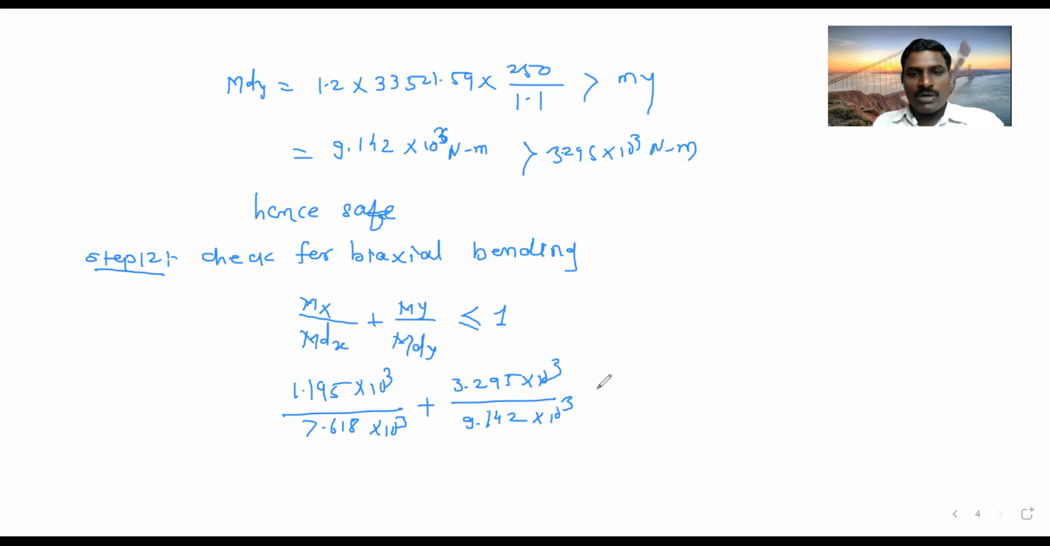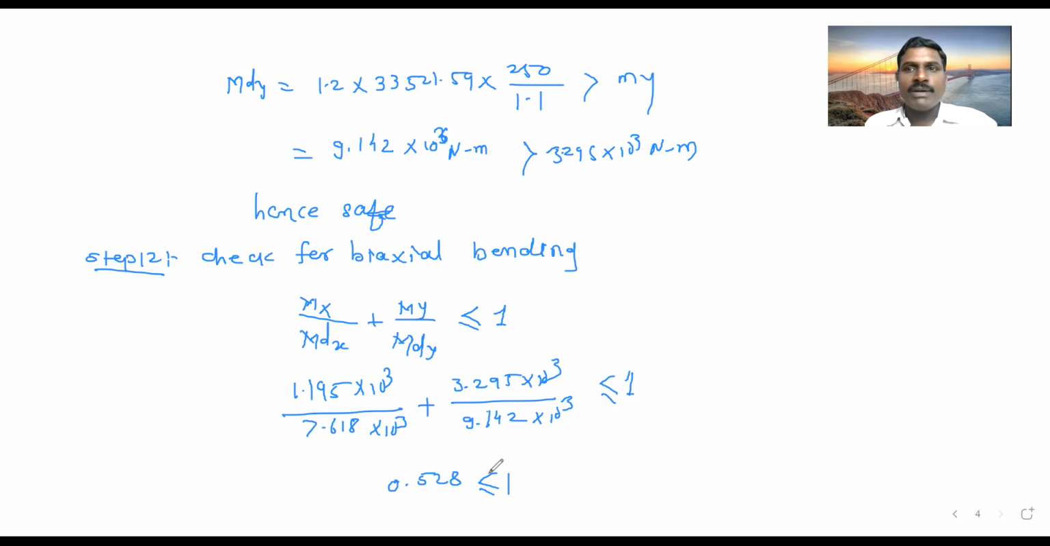Okay, so now this value should be less than 1. So do the calculations and tell me the value: 0.528. It means it is less than 1. So whatever section we have provided is safe for whatever dead load, live load, and wind load coming on the roof truss.